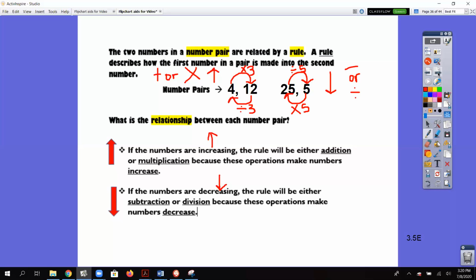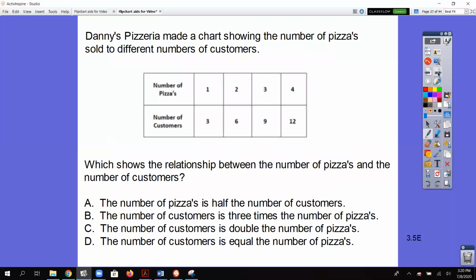Okay, now we're going to do an example together. This problem says Danny's Pizzeria made a chart showing the number of pizzas sold to different numbers of customers. Okay, so we always label our input. Input. And this table is horizontal, isn't it? It's going across. So we have our input, that's where your numbers start, and then you have your output.